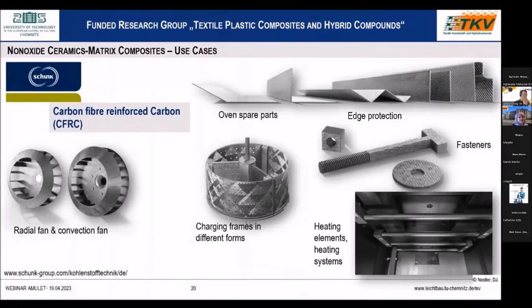So, and now, some examples for non-oxide fiber ceramics. First, from the Schunk company, you see some examples in the case of carbon fiber and carbon matrix CFRC composites: radial fans, convection fans, charging frames in different forms, oven parts, fasteners, heating elements, or other heating systems. You see here we need ductility and thermal shock resistance, with high temperature use cases.